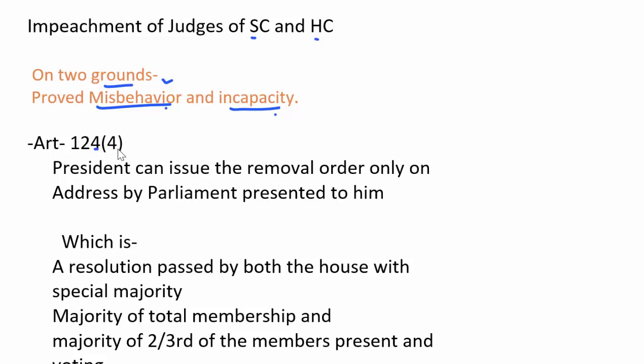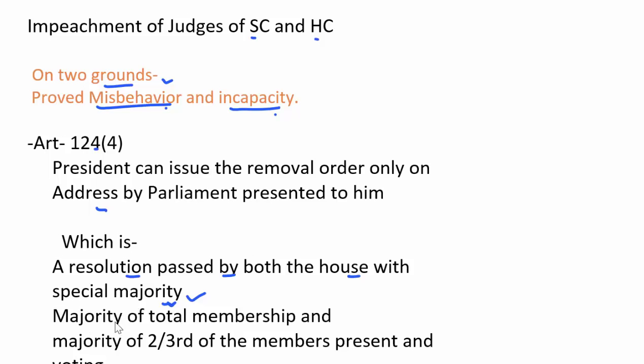Under Article 124 Clause 4, the President can issue the removal order, but only when an address is passed by the Parliament and presented to him. This address is basically a resolution passed by both the Houses with special majority. And what is this special majority? I have already discussed it in my earlier video. Please find the link below.